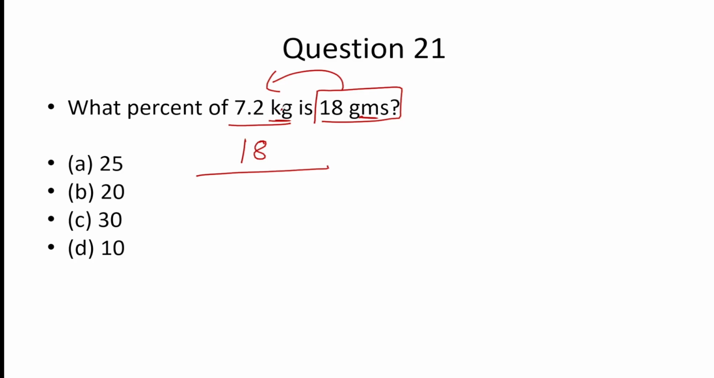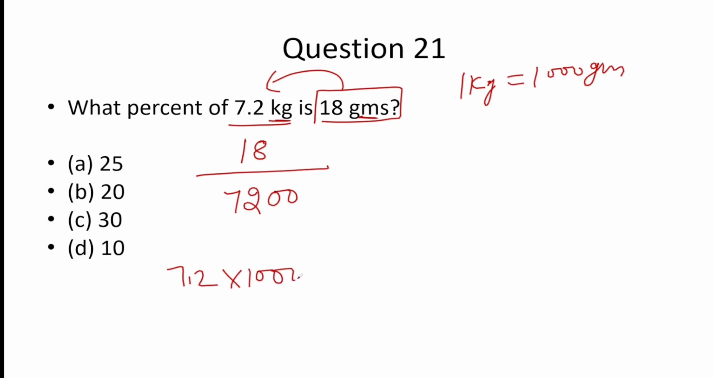Can we convert this in gram? We know that in 1 kg we have 1000 gram. So in 7.2, how many grams will be there? You will multiply with 1000. So this will be 7200, 7.2 into 1000, right? Into 100. 18 is what percent of this? So you can cancel the zeros.